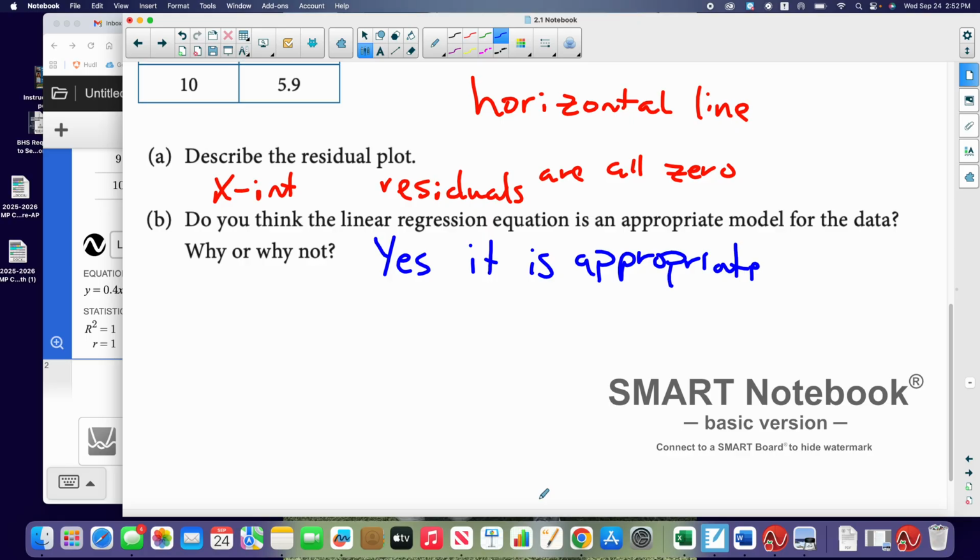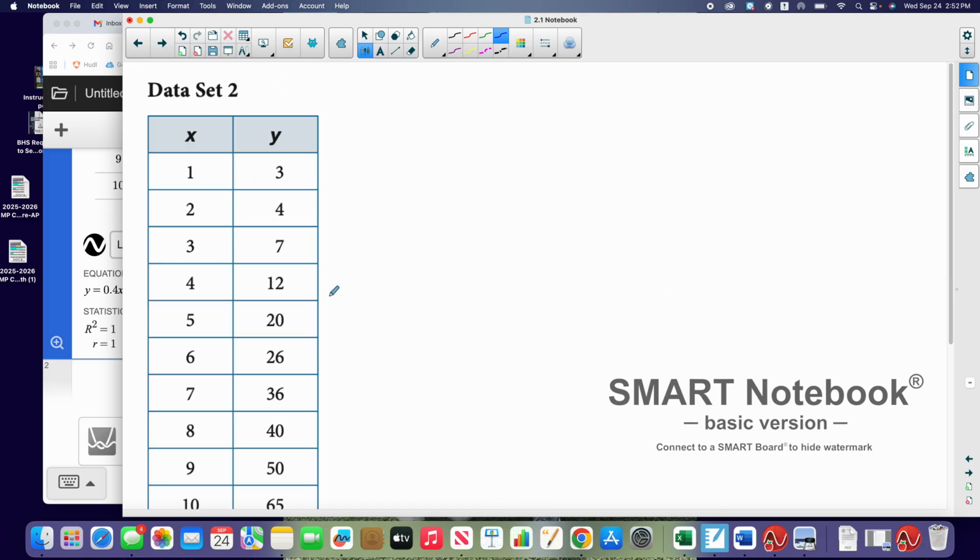All right. We're going to turn the page and repeat it again with a different set of data. So let's turn to page 10. We have a second data set. I'm going to do this one in Desmos again as well with you.